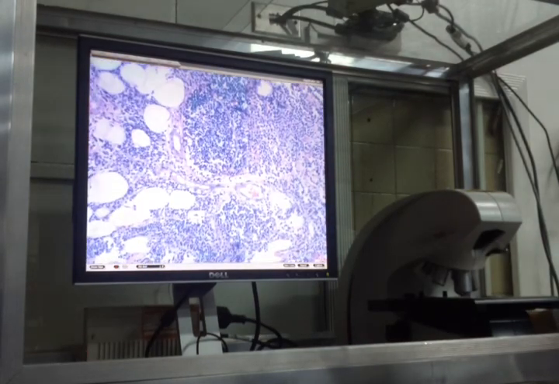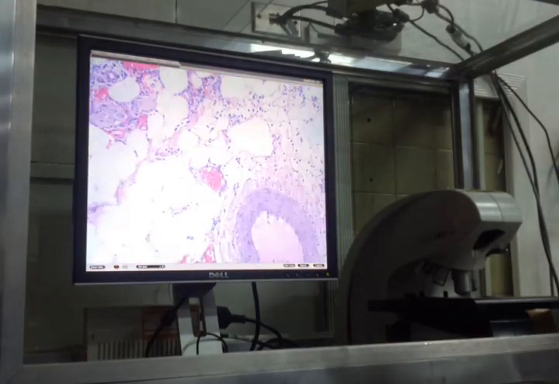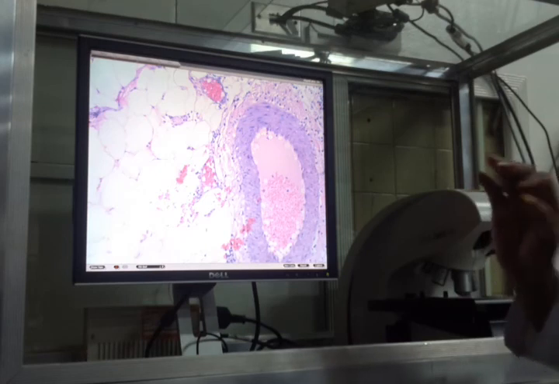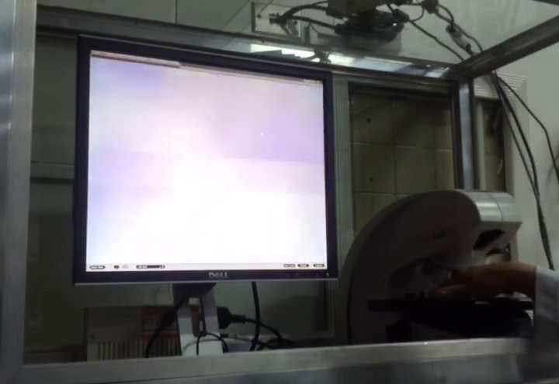Titingnan nyo parate kung ano yung nakafocus. Tapos dapat nare-recognize mo na ang blood vessel ang pinocus, marami bang dugo. May neutrophil ba sa tabi?